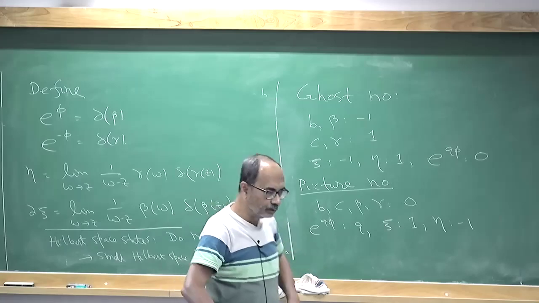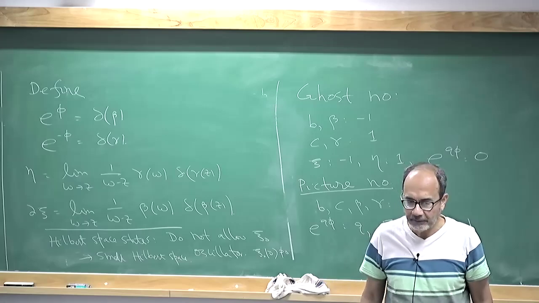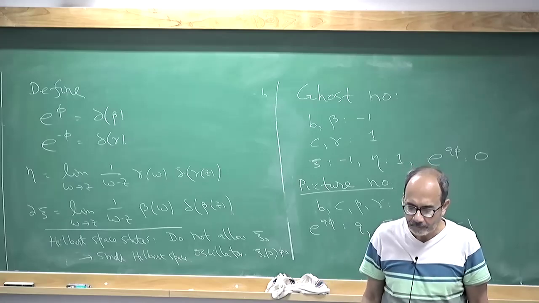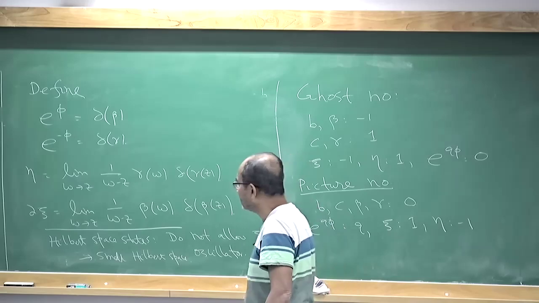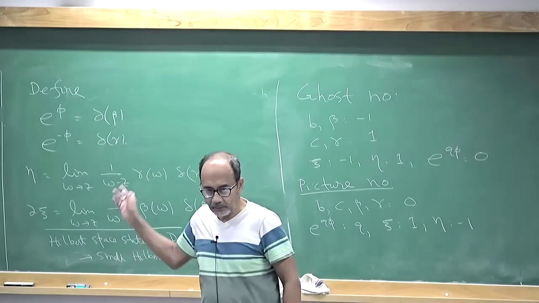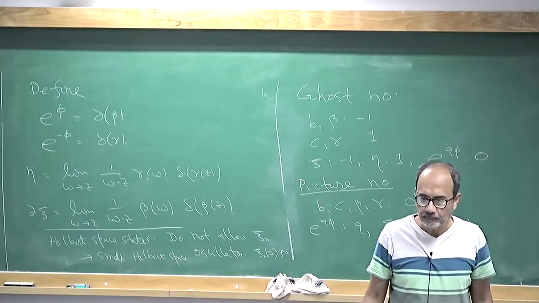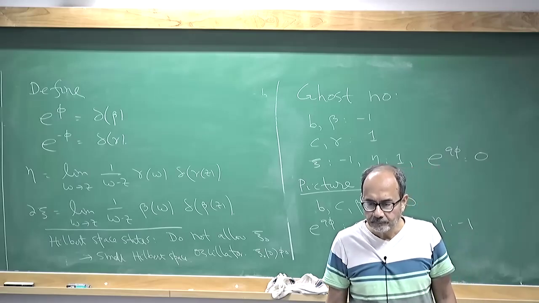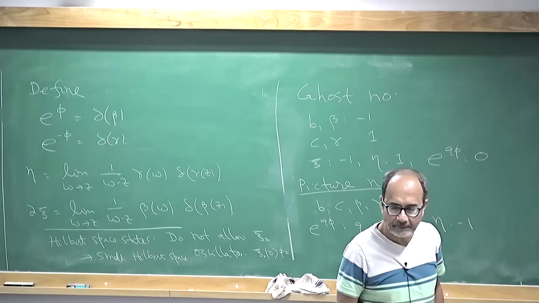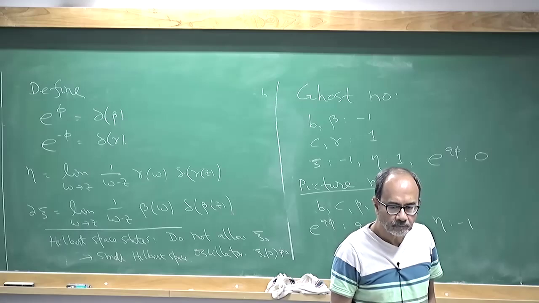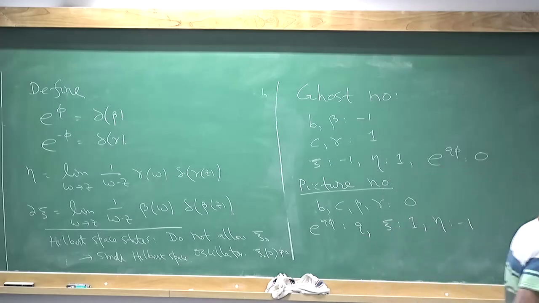Okay, so maybe next time we'll continue with this. You have to now build states in each picture number separately, and we'll see what their properties are. Delta gamma is e to the -phi, which has picture number -1. Picture number is like the number of delta beta minus the number of delta gamma. Yeah. Delta beta is e to the +phi, exactly.